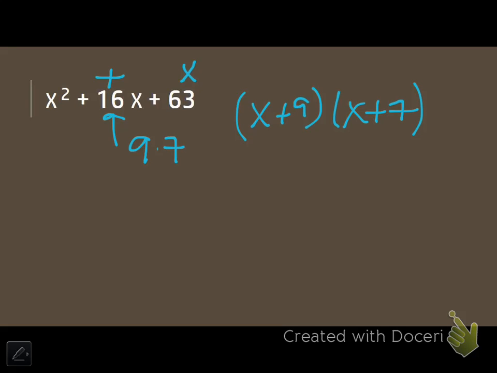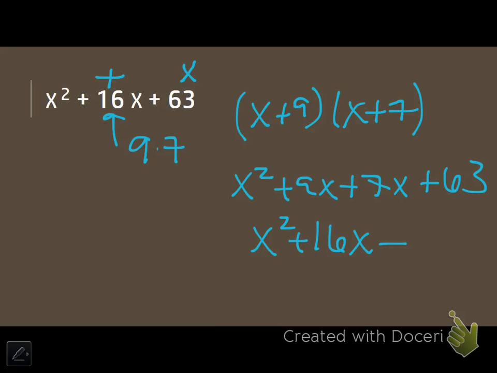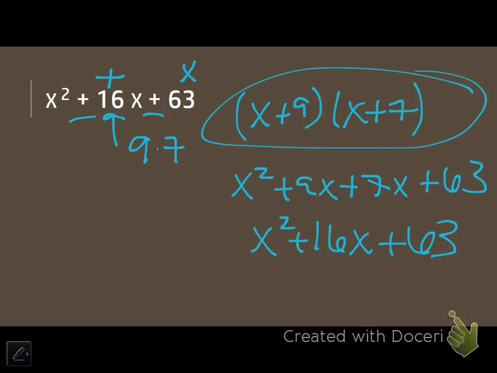If for some reason you can't think of things that multiply to it, I would do 1 times that number, 2 times what number gives me 63, 3 times what number gives me 63, 4 times what number gets me 63, and I would go as high as I can until I repeat. Then I would check it, so I'd get x squared plus 9x plus 7x plus 63, which is x squared plus 16x plus 63. So we know that if it's a plus plus here, our answer is going to have a plus plus in it as well.